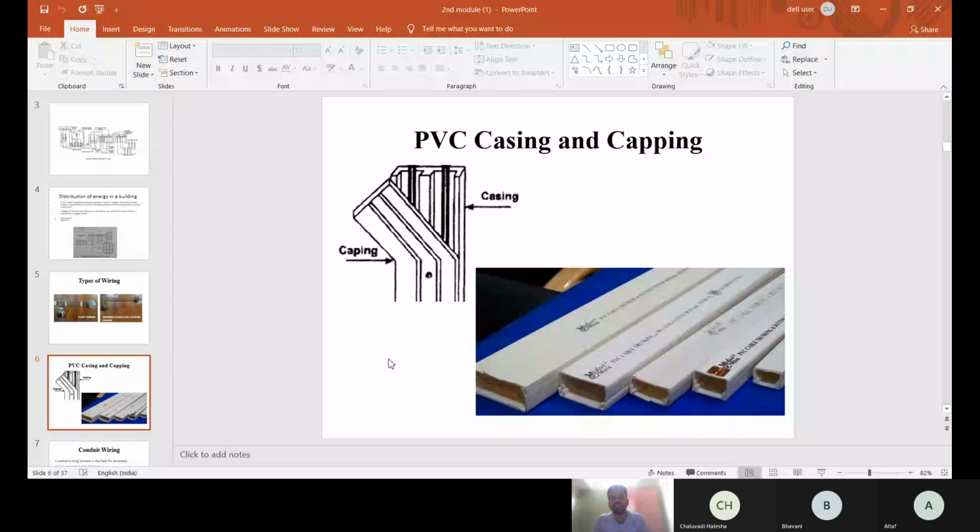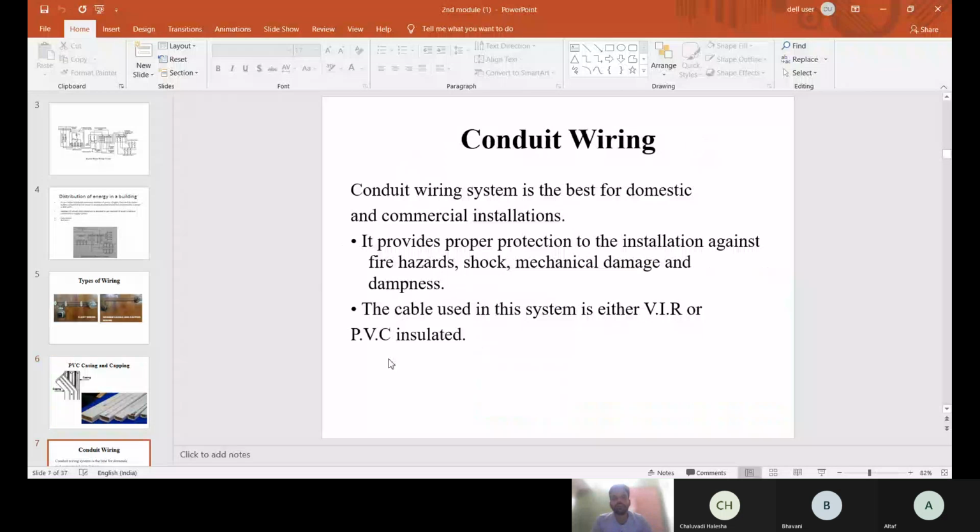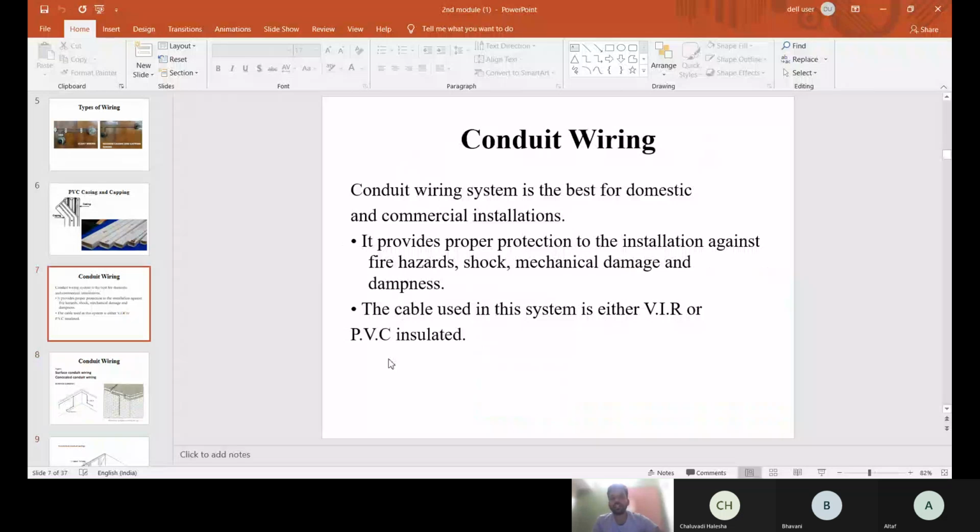Conduit wiring. Conduit wiring is the best system for domestic and commercial installations. Normally conduit wirings are used in domestic and day-to-day life, and it provides proper protection to the installation against fire hazards, shock, mechanical damage and dampness. The cable used in the system is either VIR or PVC insulated.